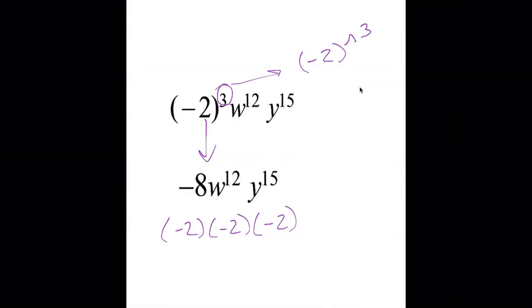Or you can just reason it out. -2 times -2 will give you a +4, and then +4 times a -2 will give you a -8. So that's how they got the answer of -8 as opposed to a +8.